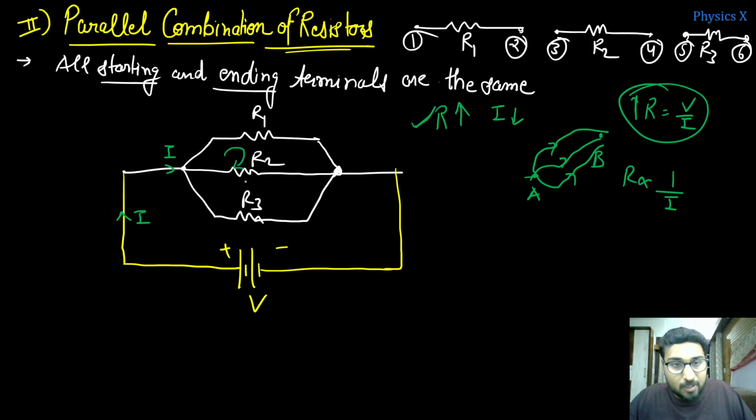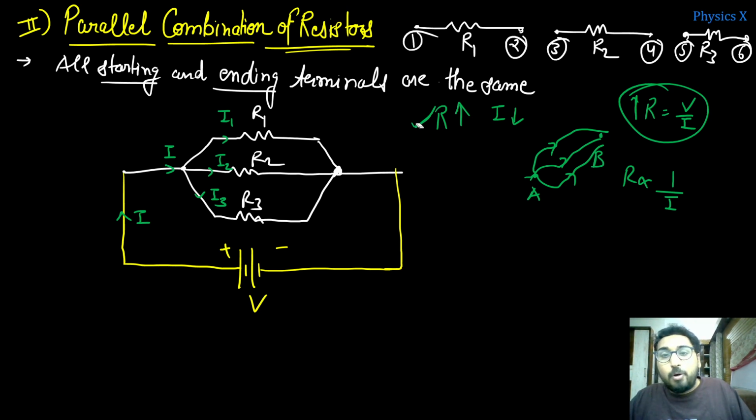The one loop is here, the second loop is here, the third loop is here. So many paths are here for current to flow, right? So there are these many possibilities for the current to flow. Let us say I1 is flowing here, I2 is flowing here, I3 is flowing here. So this is now the criteria.